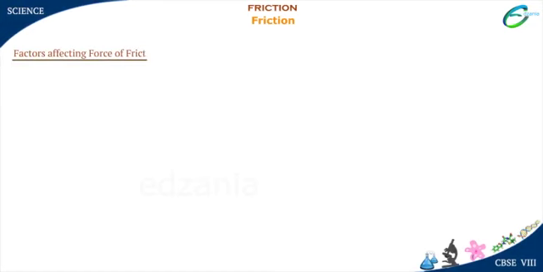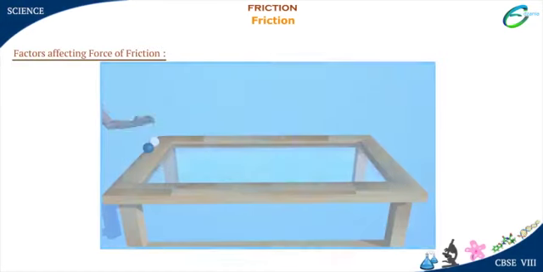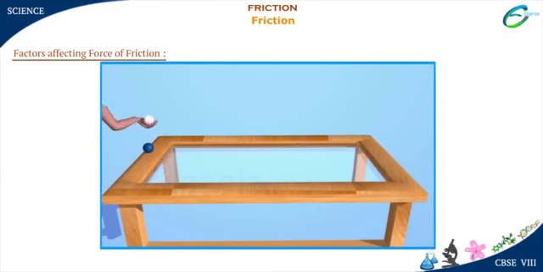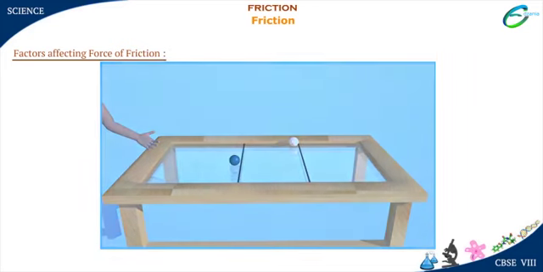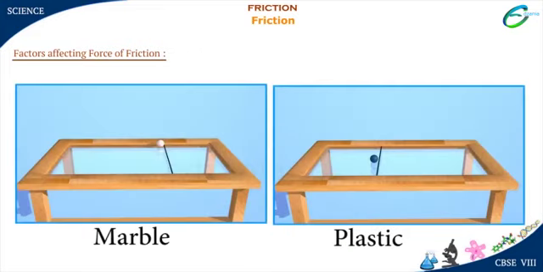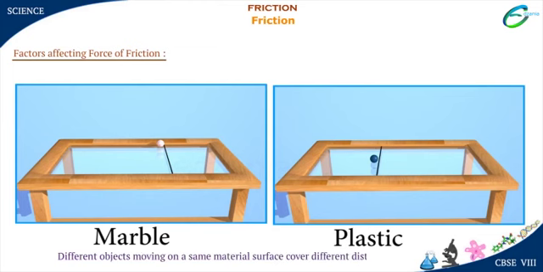Factors affecting force of friction. Look at the plastic ball and a marble. Let's first roll the marble. Mark the line where marble stops. Now, roll the plastic ball. Mark the line. What do you observe? Marble covers more distance than that of plastic ball. So we can conclude that different objects moving on a same material surface cover different distances.